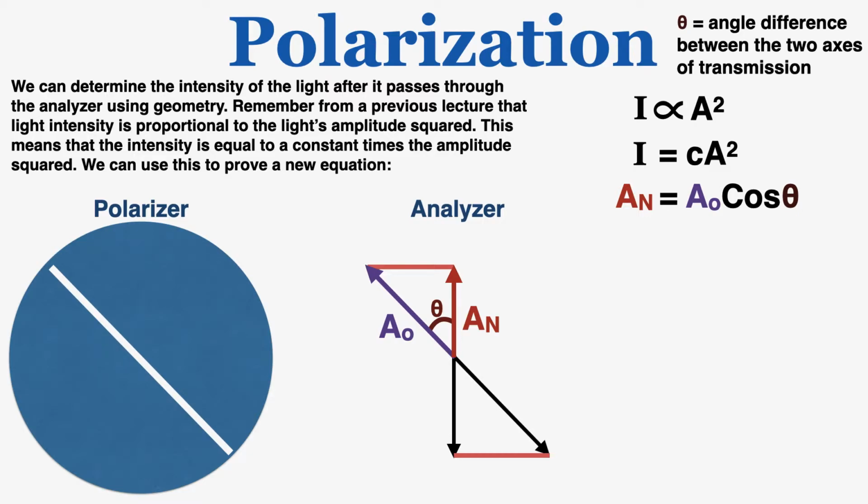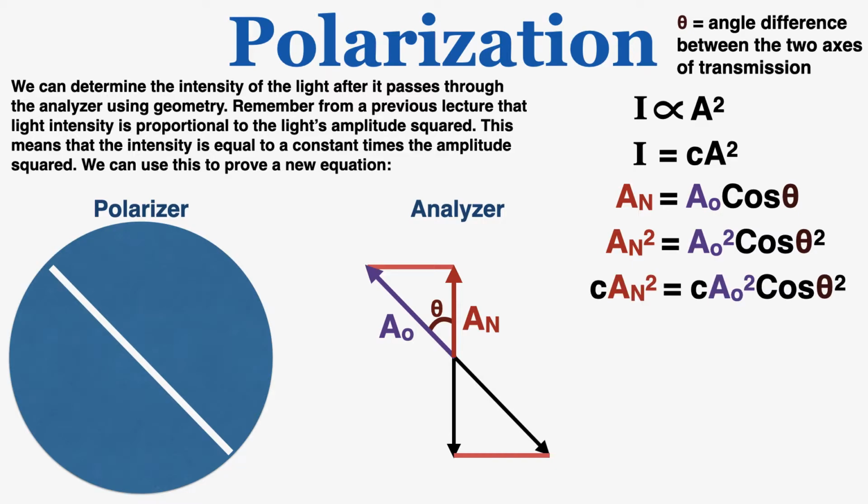I want an equation for the light's intensity, so I'm going to get this in terms of amplitude squared by squaring both sides of the equation. I'll then pretend that I multiply both sides of that equation by that constant c. And when I do that, because I have the new amplitude on the left and the original amplitude on the right, those two things are equal to the new intensity on the left and the original intensity on the right. This equation is more commonly written like this: intensity is equal to original intensity times cosine squared.